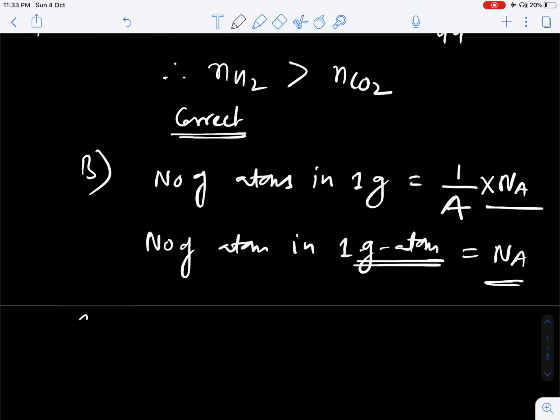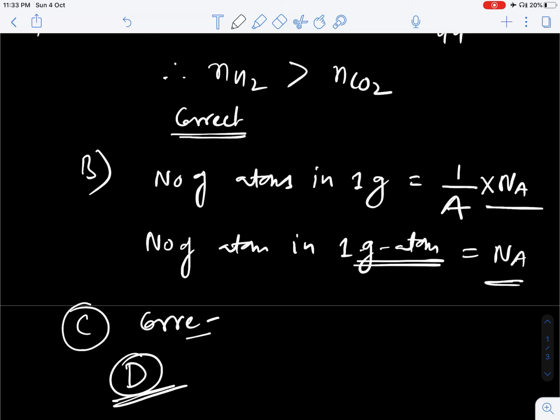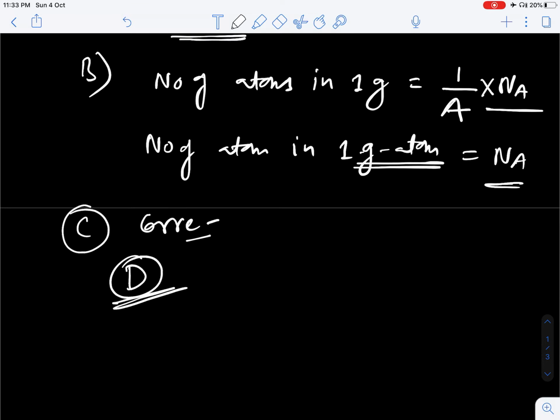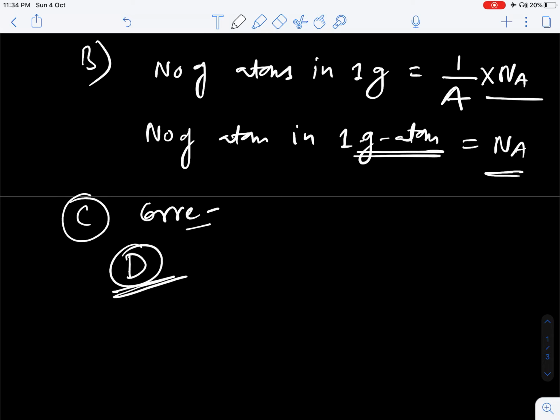Both are not equal. Option C. The modern atomic mass unit is based on the mass of the carbon-12 isotope of carbon. This is correct. That means all are correct. So none of these is incorrect. Option D is your most suitable answer. All options A, B, C are correct.